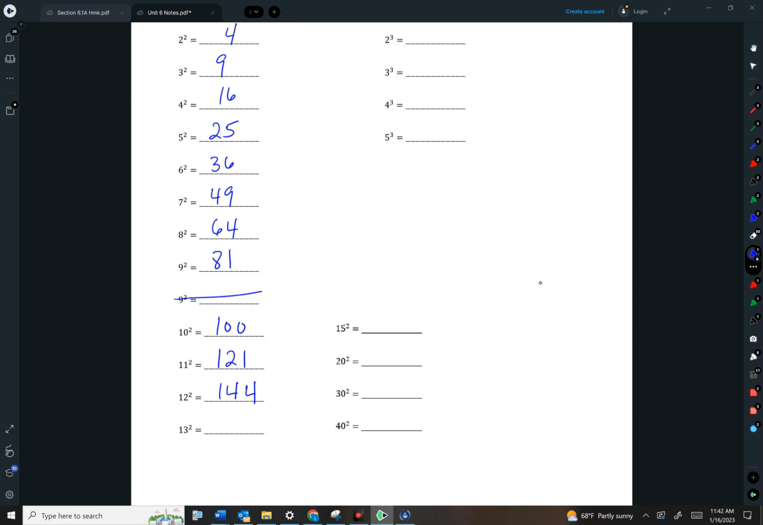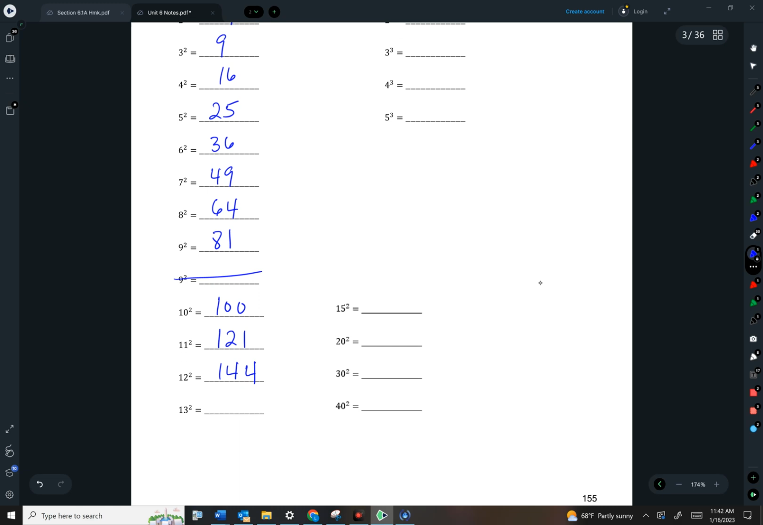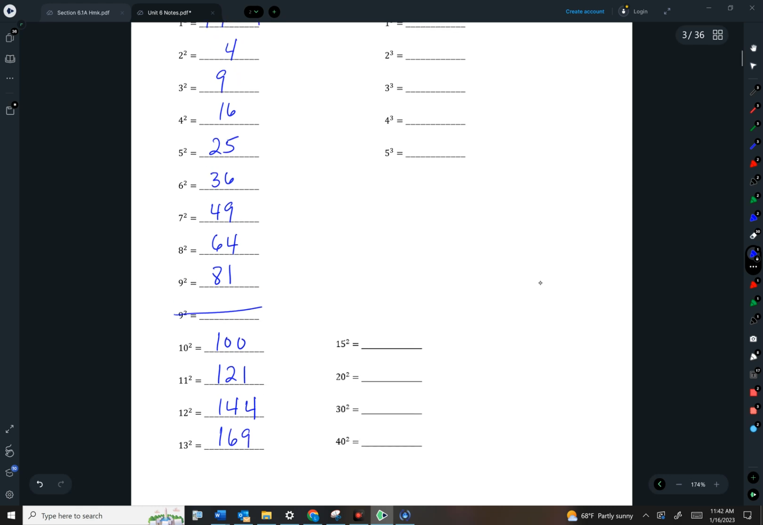13 squared, maybe you're not quite as familiar with that one, but if that's the case, then it's just one we need to add that you need to memorize. 13 times 13 is 169. And I'm going to go here to the right. 15 squared, probably you're not familiar with that. You could multiply it out to the side. 15 times 15 comes out to be 225.